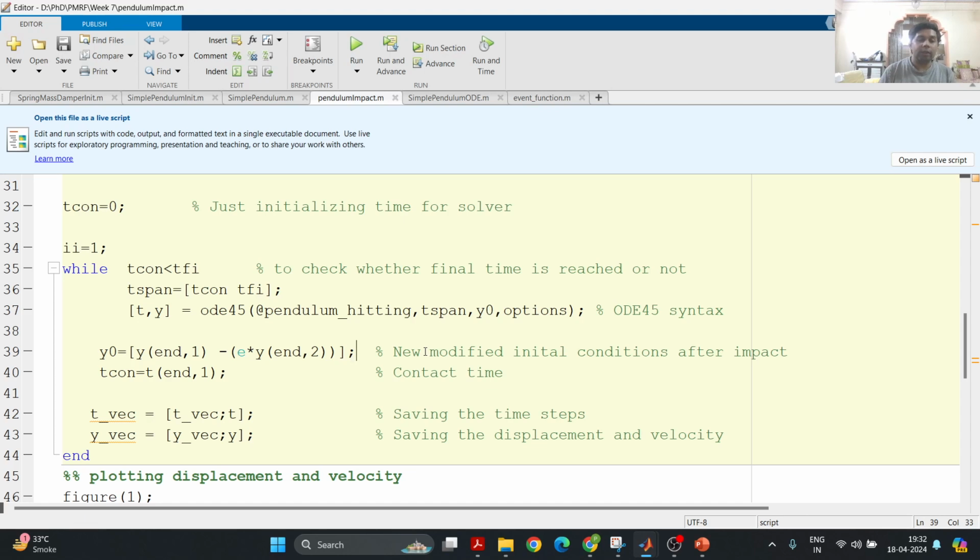And we note the time instant at which the impact happens, and the while loop is checking that the time at which contact happens is less than the final simulation time that we have set. So it will store the solution that we have obtained till the impact time in this t vector and y vector, and it will keep repeating this while loop till the final simulation time is reached.